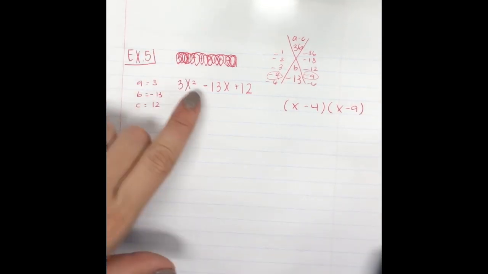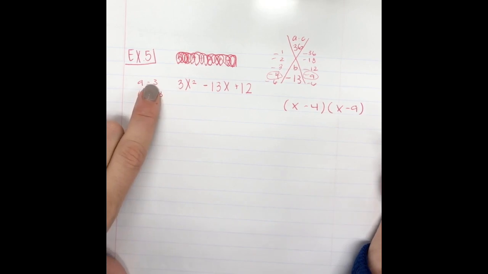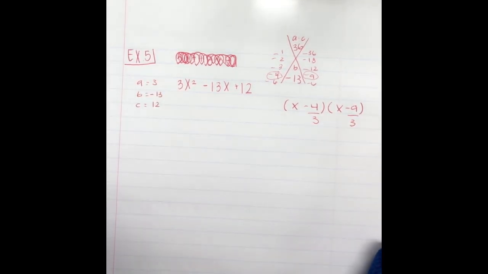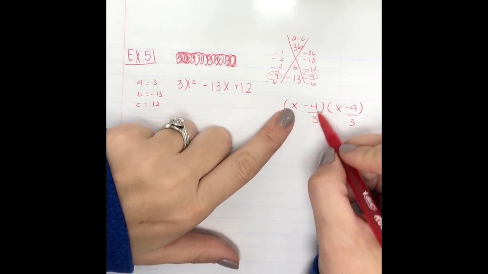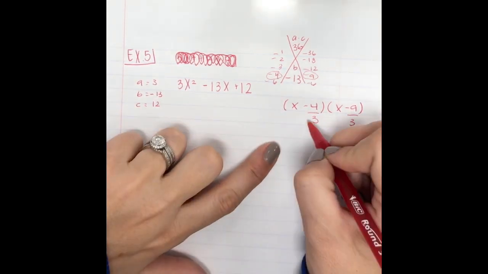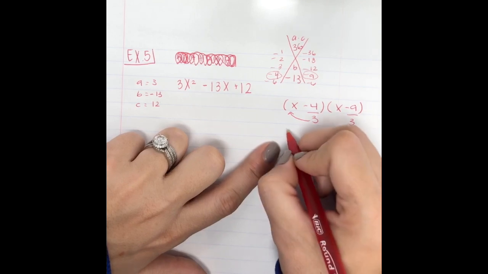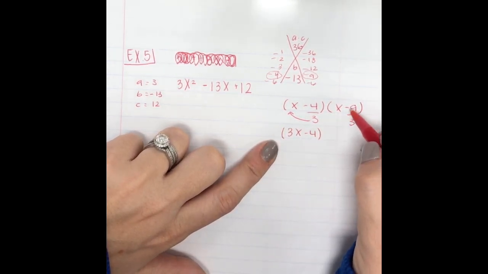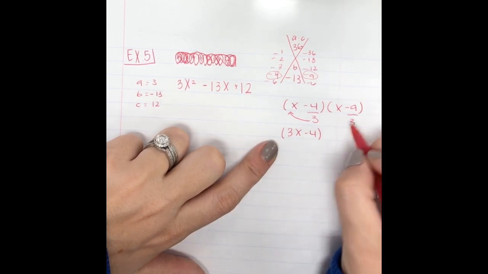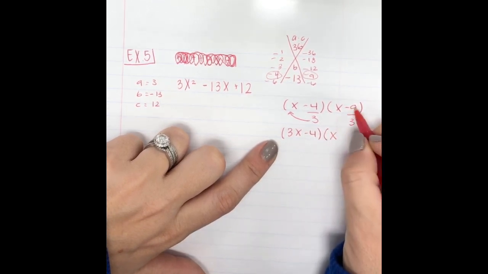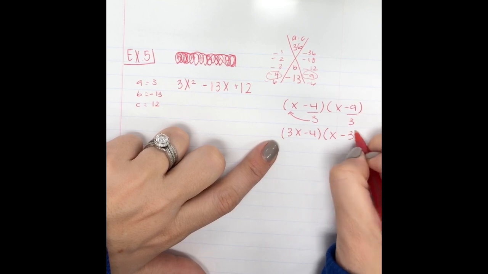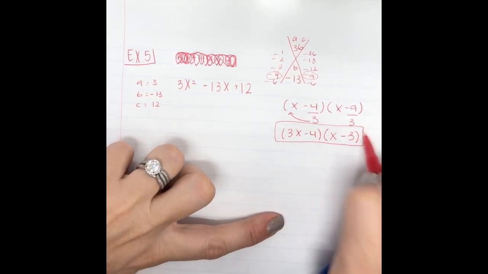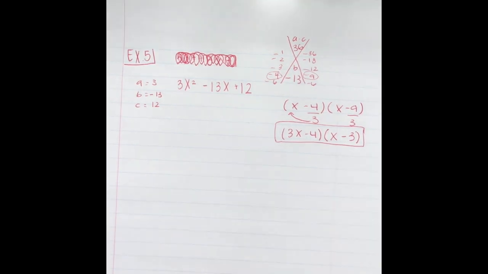But we've got to divide by our a value. So we're going to divide by 3 and see if they simplify. Negative 4/3 cannot be simplified, so 3 is just going to go in front of x. Okay. Negative 9 divided by 3 can simplify, and negative 9 divided by 3 is a negative 3. And that's it.